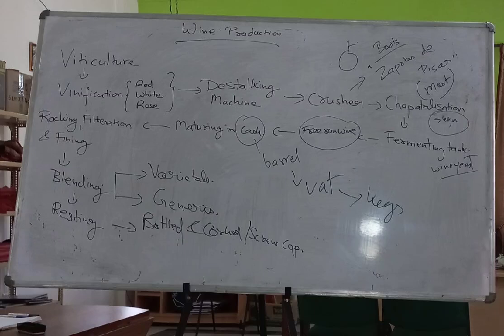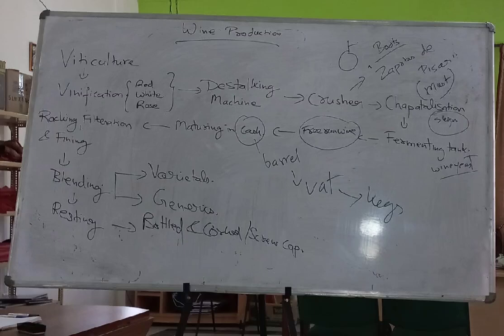That means only one variety of grape was used in making that wine. That is called varietal. You getting? It means you are not mixing the grapes. Then it is called varietal wine. When the wine is made from one particular region, it might be a mix of many grapes, but it is coming only from that particular region. Then it is called generic.